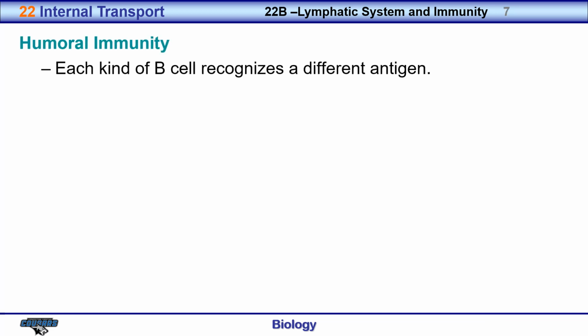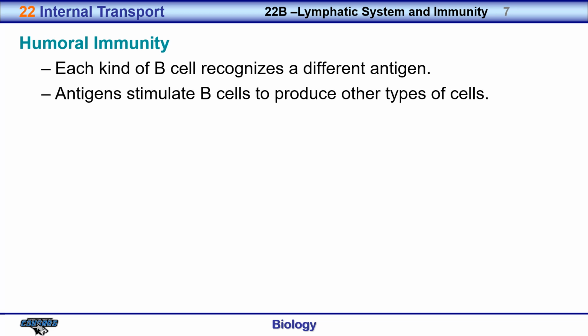Now, humoral immunity. Each kind of B cell recognizes a different antigen. Okay, antigens are the enemies. They can recognize different ones, but each kind of B cell recognizes a different one. And when the B cells come in contact with these antigens, they are stimulated to produce some other types of cells. And one of the cells that's produced is called a plasma cell. They're the ones that are actually responsible for producing antibodies.